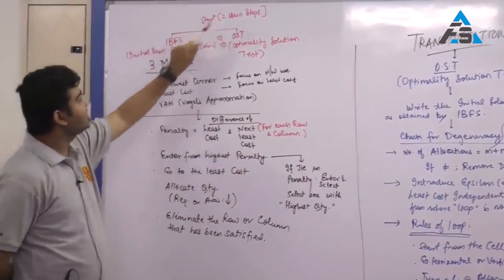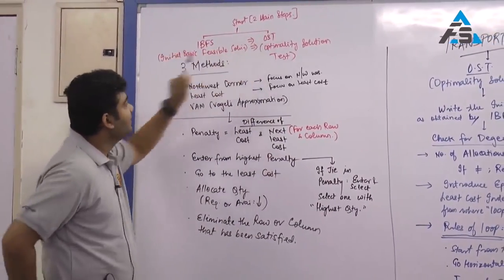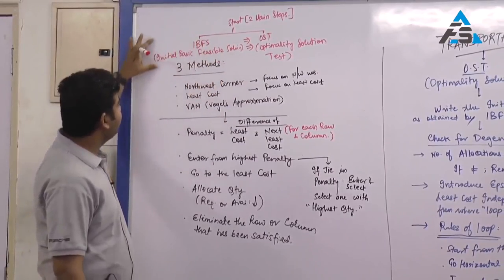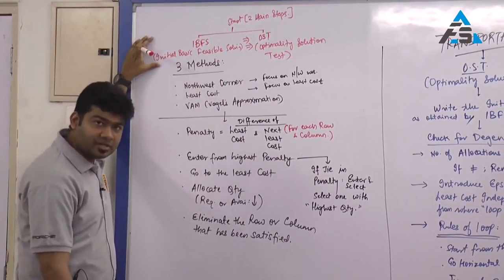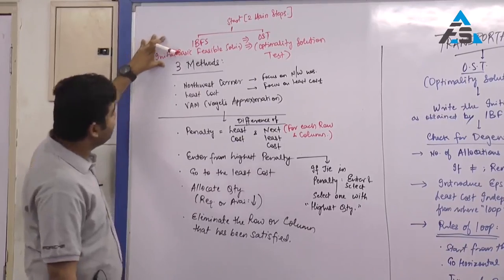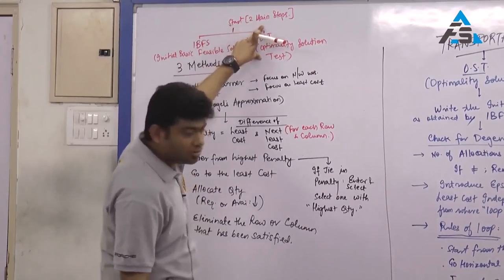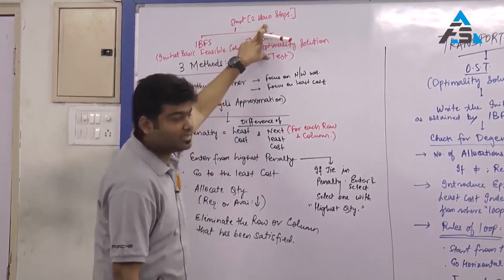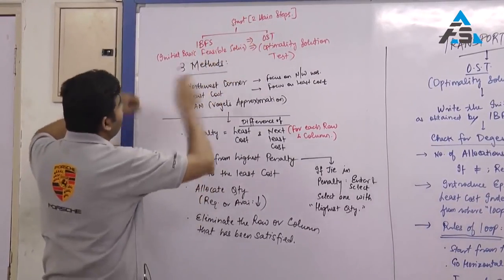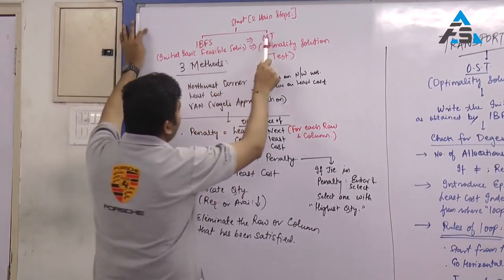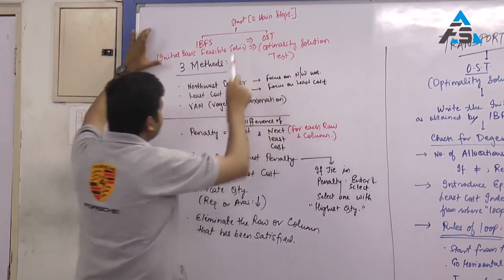It consists of two main steps, IBFS and OST. IBFS stands for Initial Basic Feasible Solution. So the first thing that you have to do when you are solving a transportation problem is to ensure that you get your IBFS. Once this is done, you have to focus on OST, Optimality Solution Test. So two main steps is what we are focusing on. One, IBFS, Initial Basic Feasible Solution. Two, OST, Optimality Solution Test.